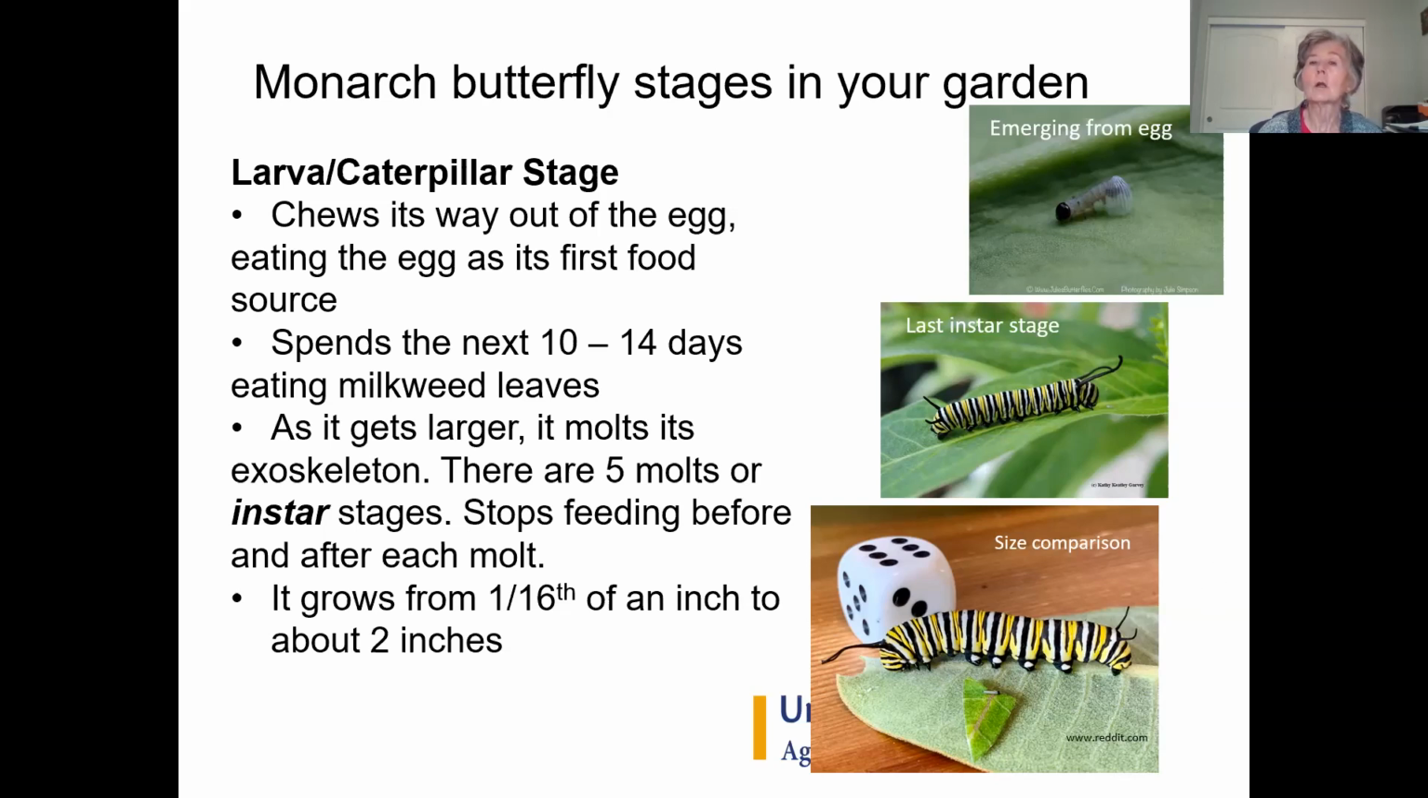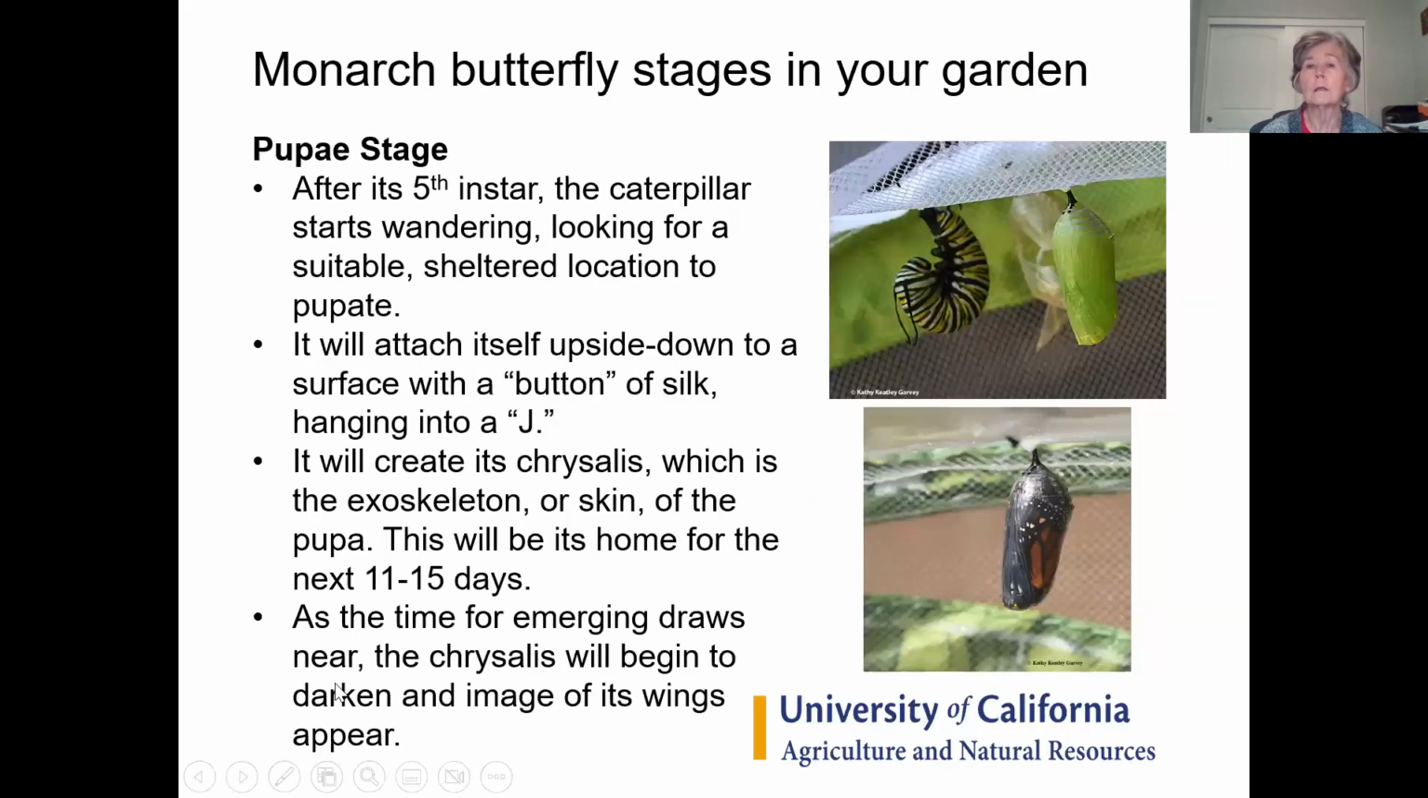As it gets larger, it molts its exoskeleton. There are 5 molts, or what we call instar stages. And it gets bigger and bigger after each instar. It stops feeding before and after each molt. It grows from 1/16 of an inch. You can see a little tiny one right here down the bottom of your screen, to about 2 inches. So that's quite a size expansion. A lot of growing there, which is why it needs a lot of food.